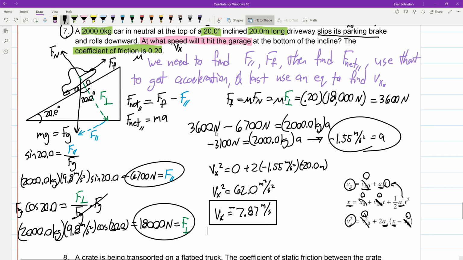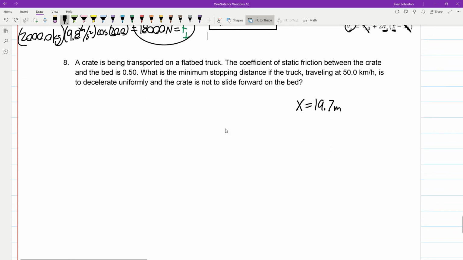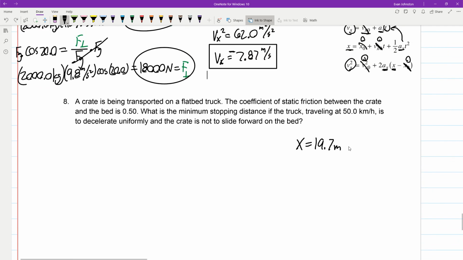And so with that, I'm going to hold off on doing any other problems. I will just mention that this last one, you should get like a 19.7 for it, and you'll have to convert that 50 kilometers per hour.